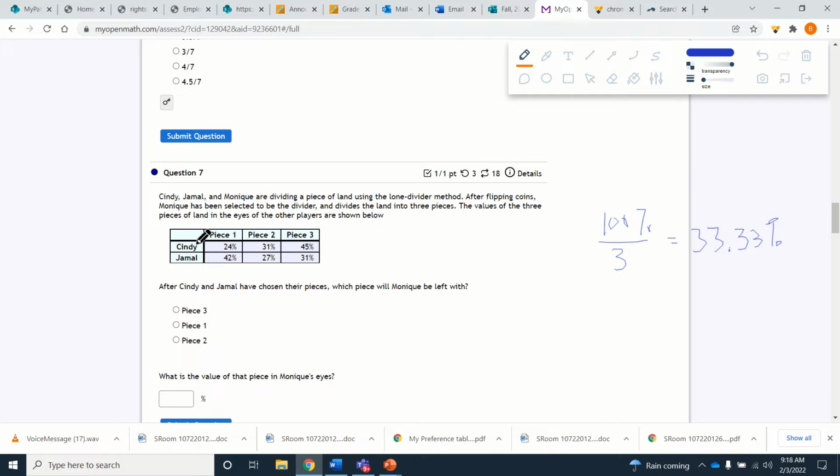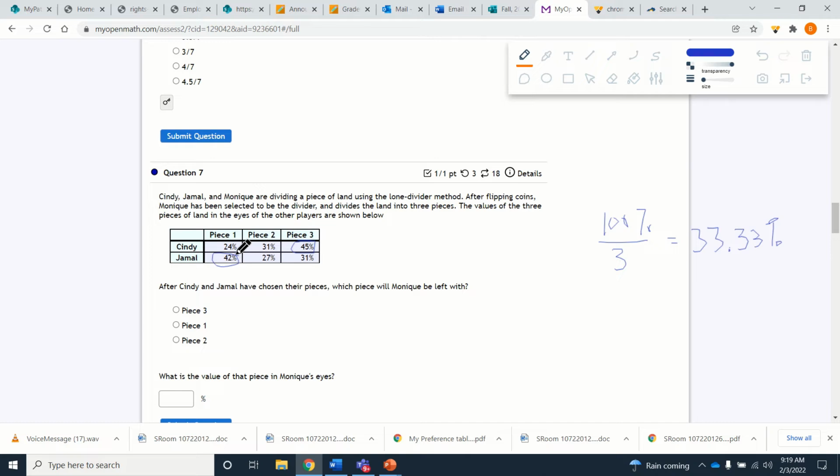So if we look at the way Cindy has valued these pieces of property, 24%, 31%, and 45%, the only piece of property that is a fair share for Cindy is this one that she values at 45%. It's the only one that's over 33.3%. Jamal, if we look at how he has valued things, the only thing that is over 33% for him is the 42%. So he has to have piece 1.